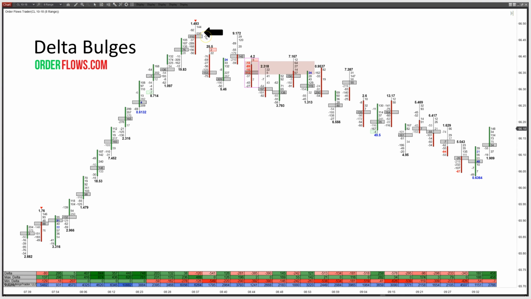Up in here, 698. Where do you see volume like that? Anywhere up in here, or anywhere on this move. On supportive buying, you know, 132, 125, 278. But then up here, you got resistance selling, 698. Market reacts to it. We sell off, rally back up right to that level, then continue back down. So that's what the delta bulge looks like.